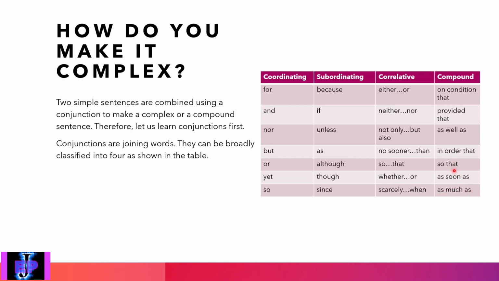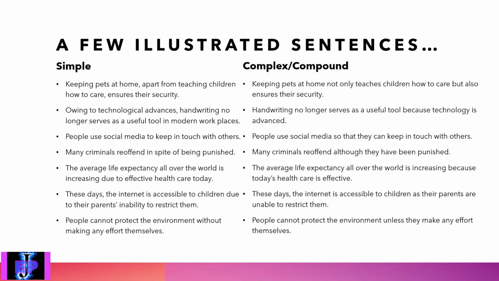So this so that is different from this so that, because this so that is used in pairs. So you get so in one place, that in another place. But see, this conjunction is used in the same place, so you use it together, so that. So you can see simple sentences are given in the first column and their complex or compound versions are given in the second column.